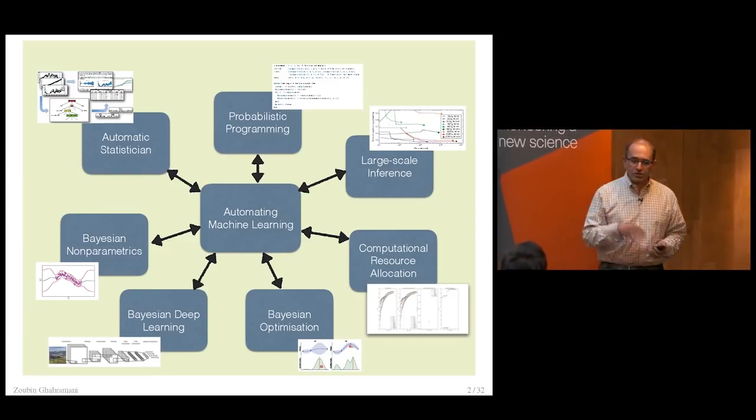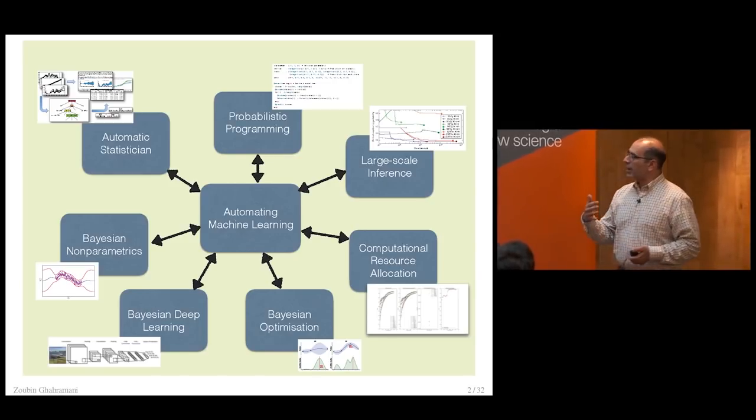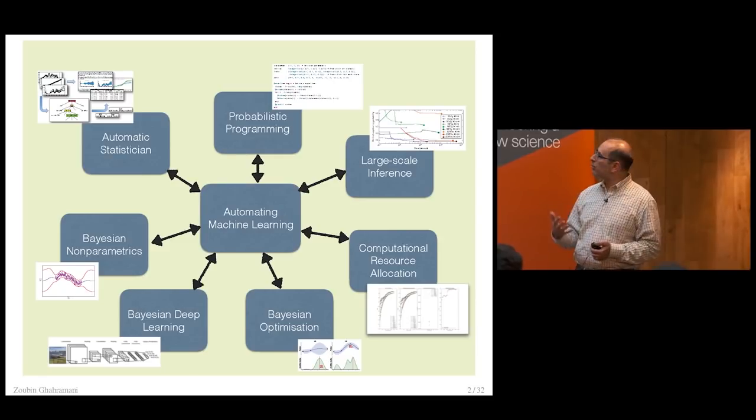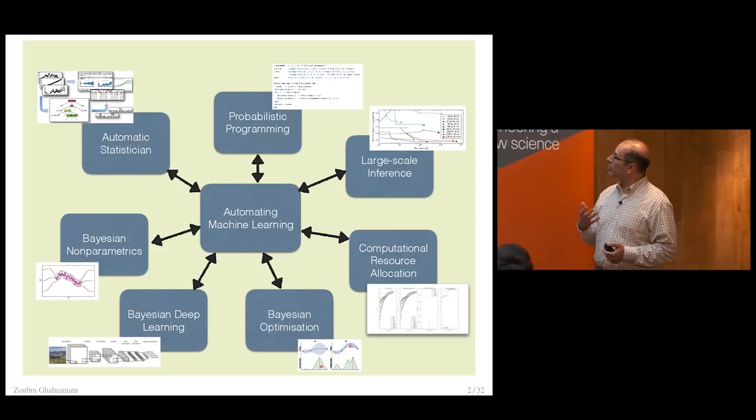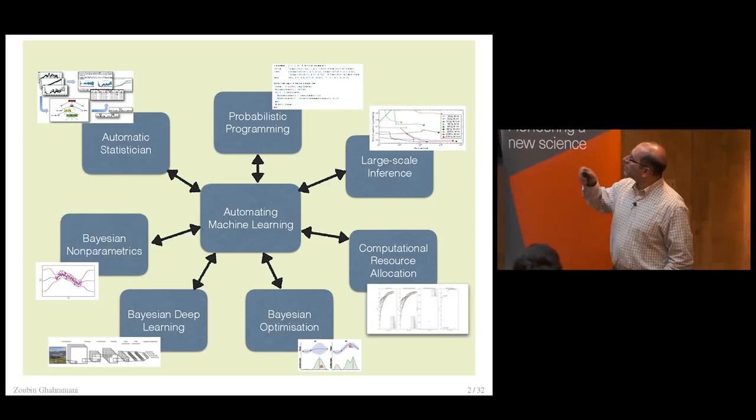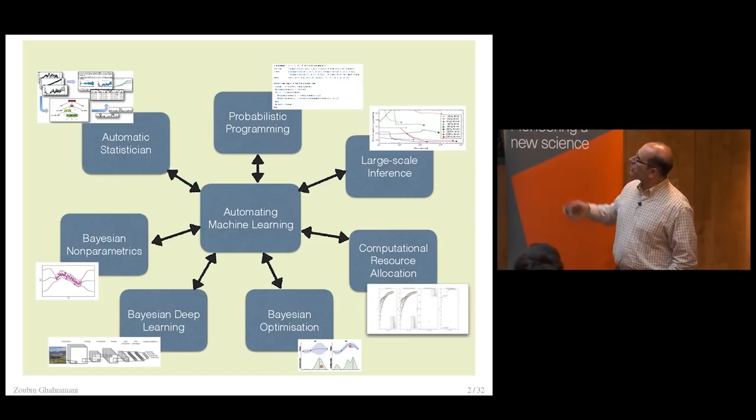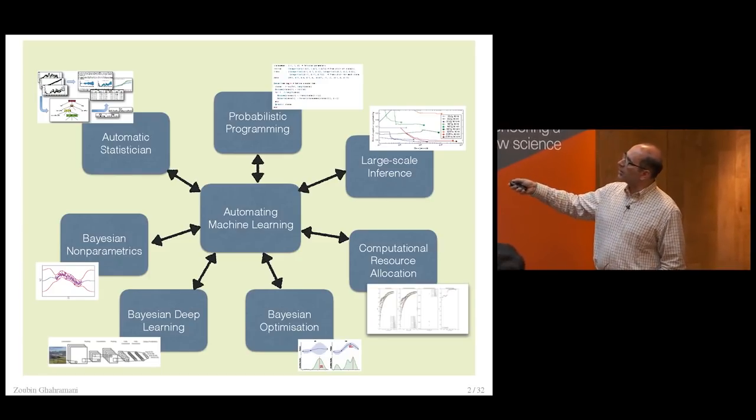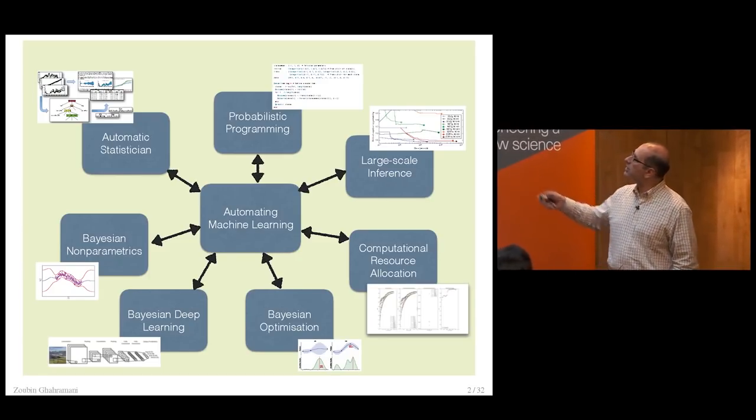And I think we should just go one step further and look at that process and try to make that more intelligent, more rational, and more efficient. And so many of the things that I've been doing relate to this theme of automating machine learning. The talk today is firmly focused on this bit, the automatic statistician.